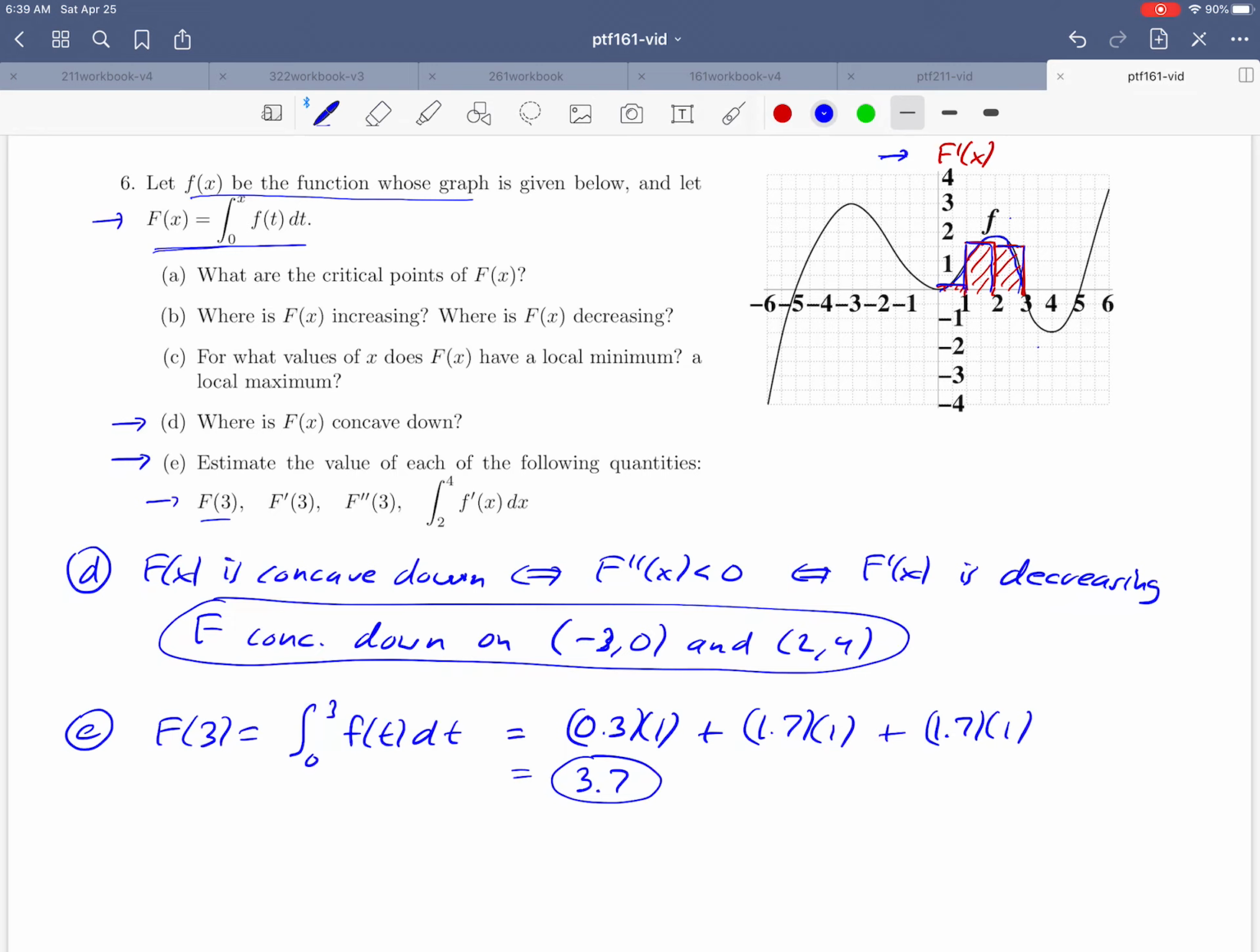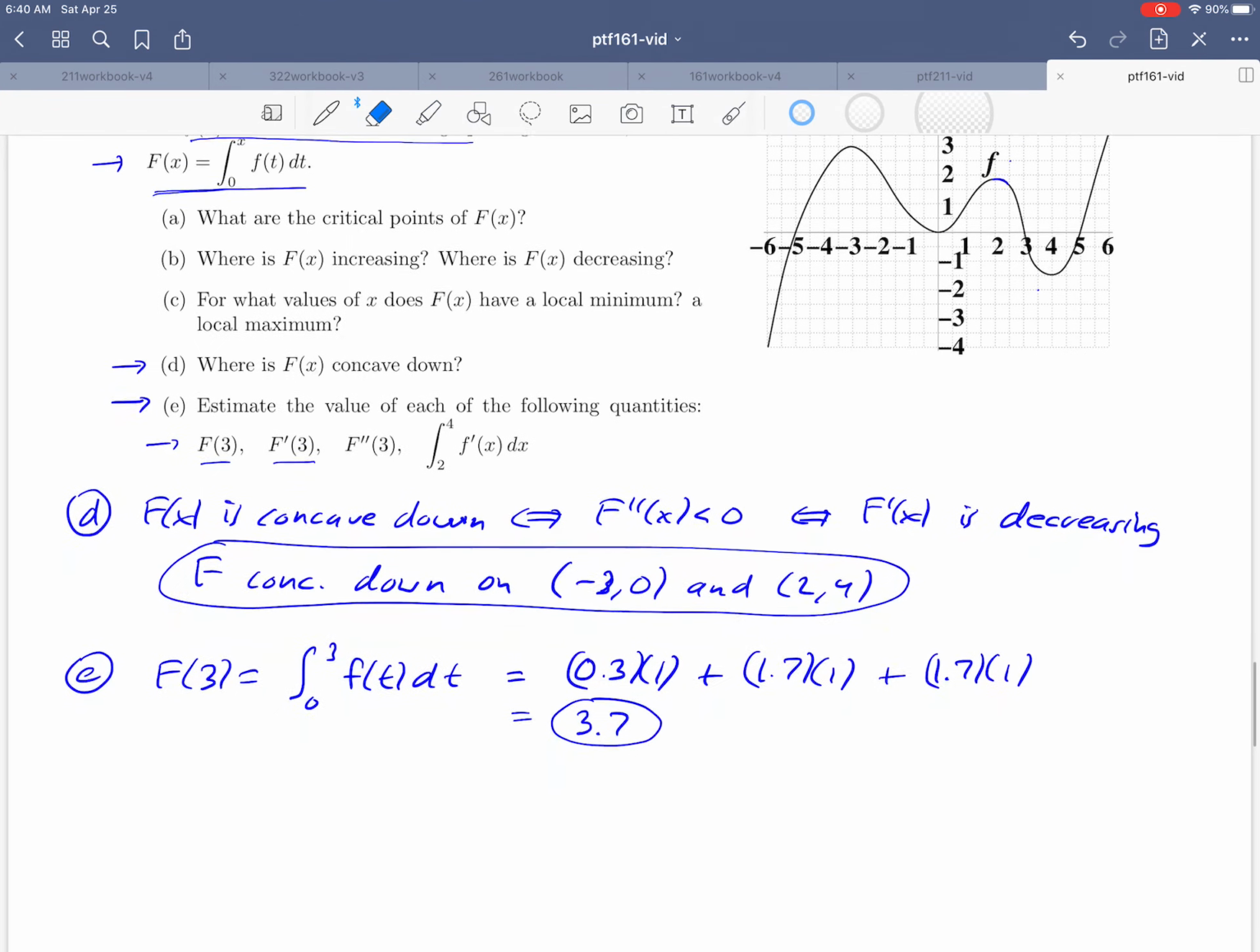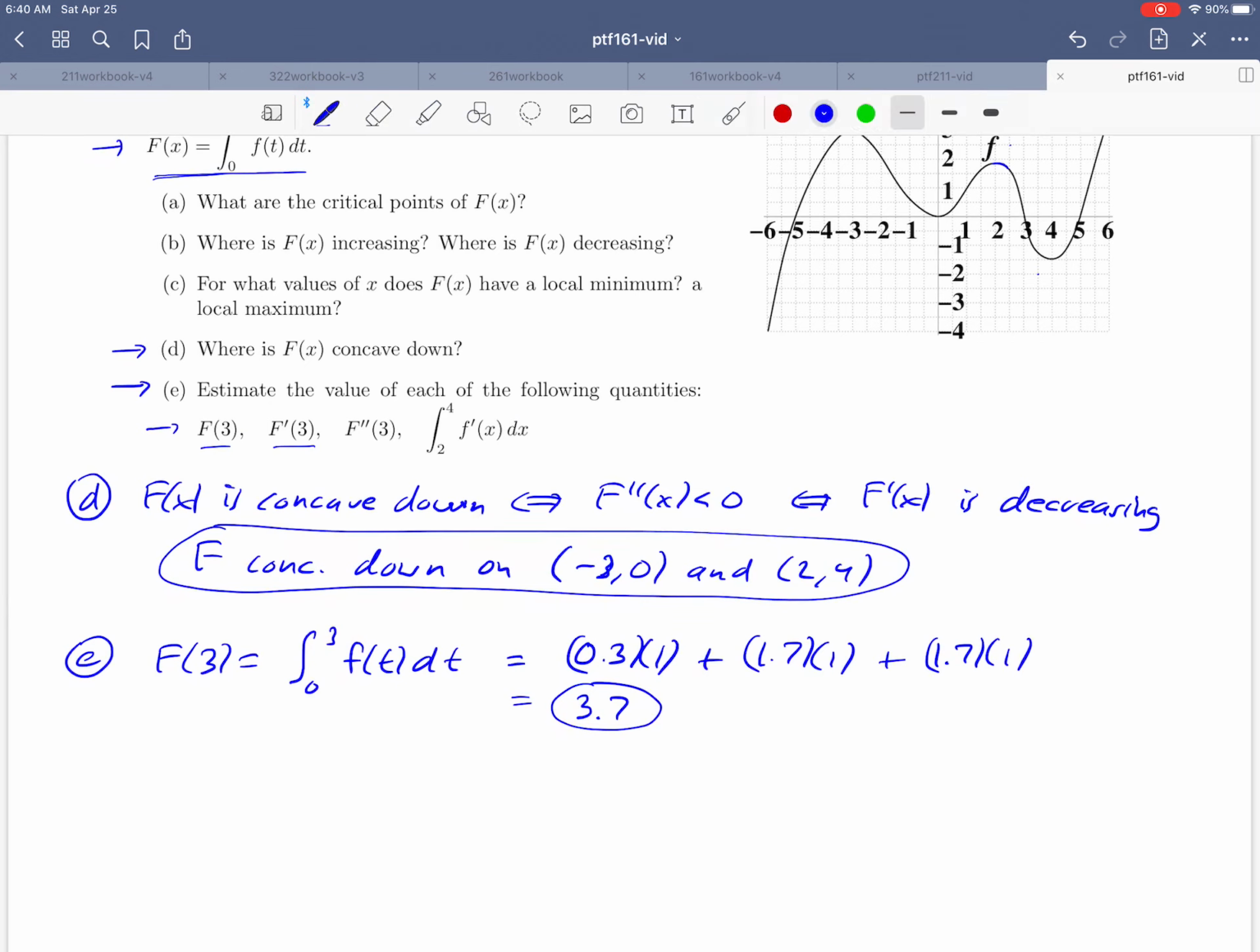Okay, so we have calculated a value for capital F of 3, and we're ready to move on to capital F prime of 3. Let's clear the board a little bit, get rid of some of these markings that we made.